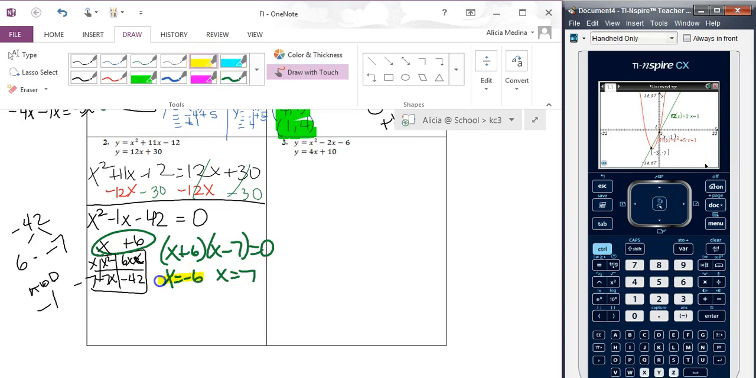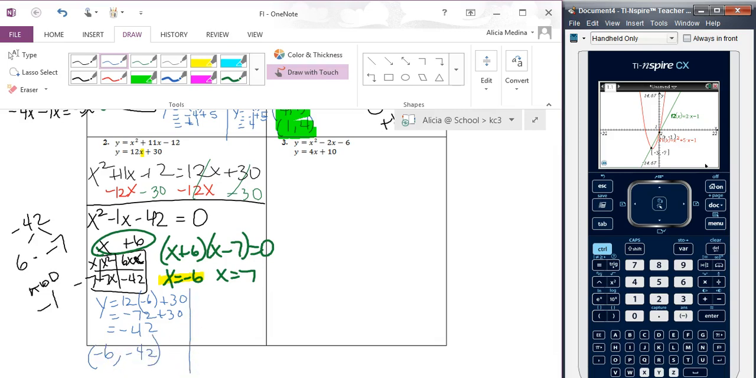So I'm going to take this x value and I'm going to substitute it in here for x. So it's going to give me y equals 12 times a negative 6 plus 30. 12 times a negative 6 is a negative 72 plus 30. Negative 72 plus 30 is a negative 42. So that's one of my solutions. Negative 6 for x, and I get a negative 42 for y.